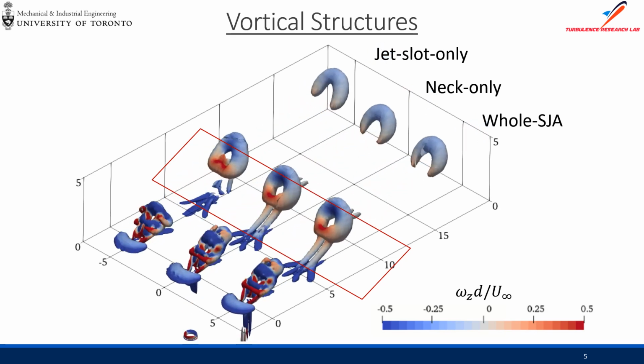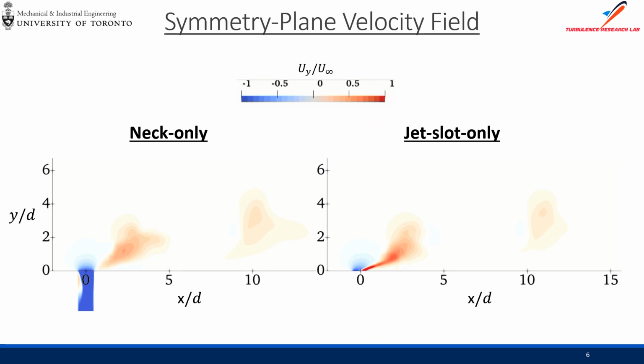So what we did next, we looked at the symmetry plane. This is the neck only and jet slot only transverse velocity.